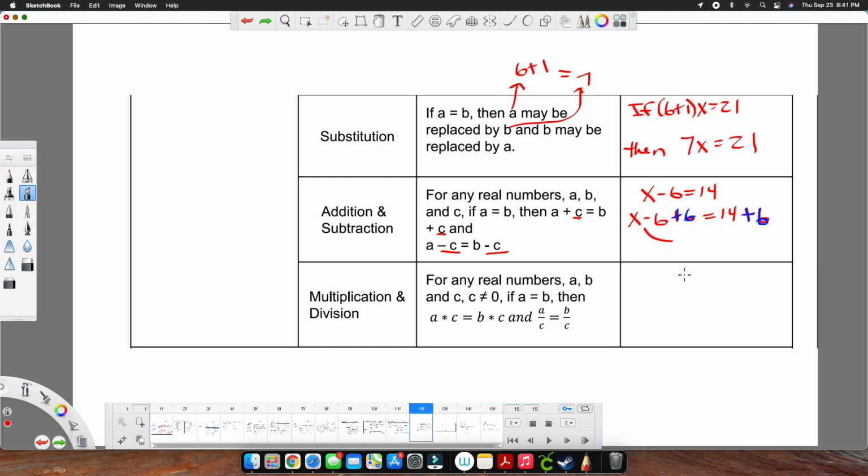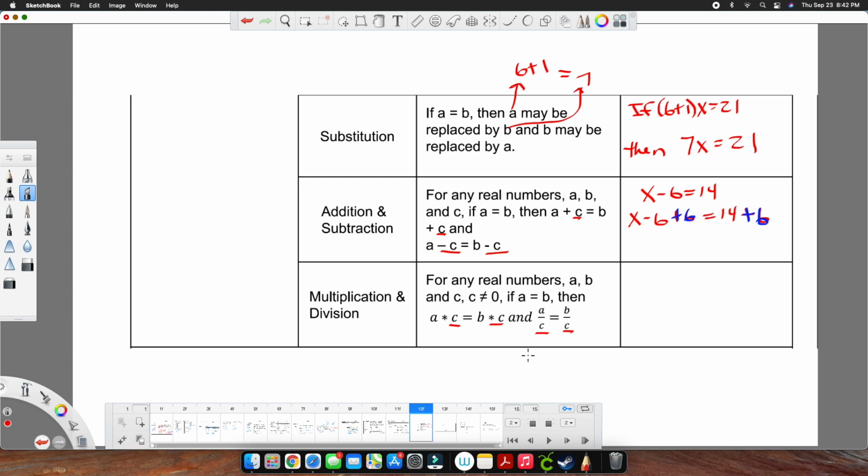All right, multiplication and division property of equality. For any real numbers a, b, and c, as long as c doesn't equal 0, if a equals b, then a times c equals b times c, and a divided by c equals b divided by c. This is pretty simple, similar to the addition property. If I'm multiplying by c on the left, I have to multiply by c on the right. If I'm dividing by c on the left, I have to divide by c on the right. So it's that idea of keeping things equal. Whatever I do to the right side of the equation, I have to do to the left side, or vice versa.